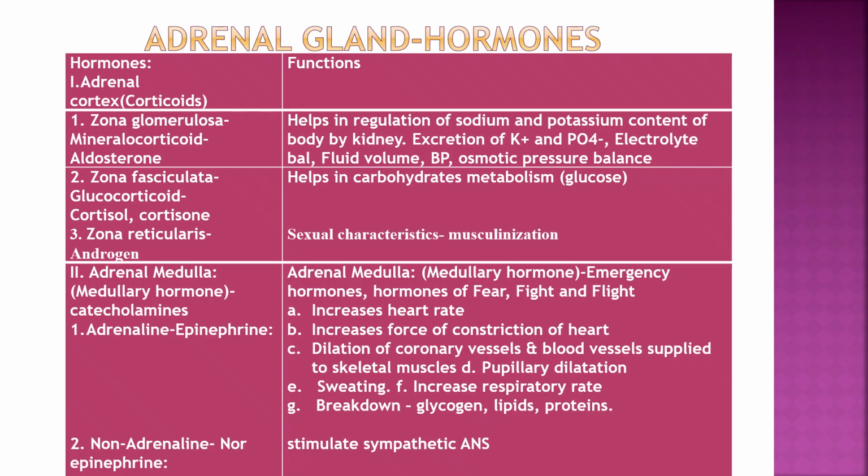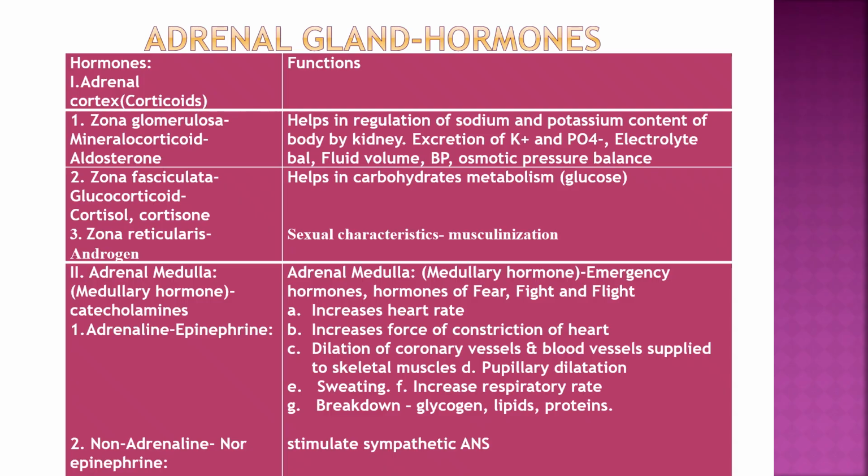Then the zona fasciculata secretes glucocorticoids, that is cortisol or cortisone, and it helps in carbohydrate metabolism, that is glucose metabolism, and inhibits cellular uptake and utilization of amino acids. It has an anti-inflammatory reaction, suppresses immune response and stimulates RBC production. Then the third layer is the zona reticularis, which secretes androgens, mainly for sexual characteristics, that is masculinization.